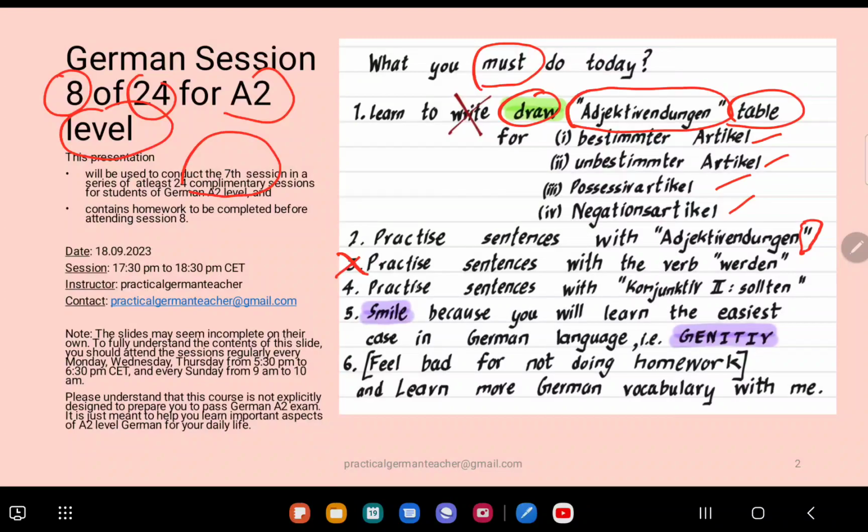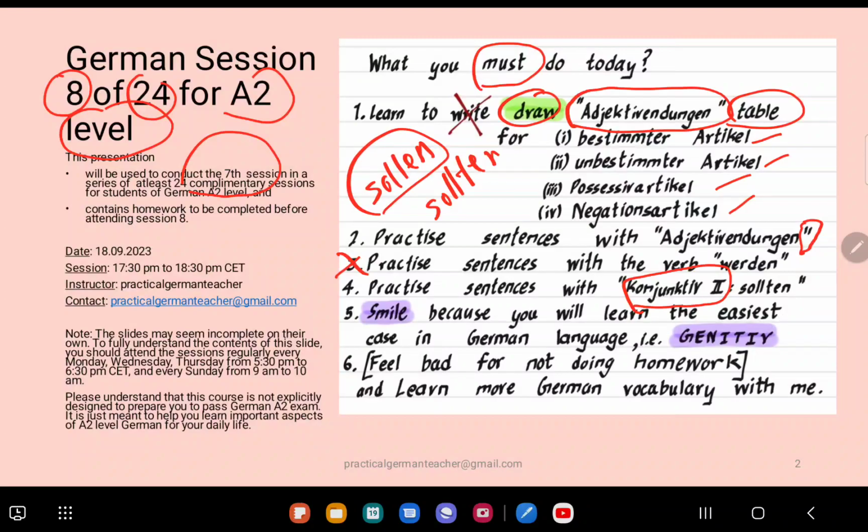Then the next one is we will practice sentences with Conjunctive 2 of sollen, that is Sollten. So you know Sollten. What is Conjunctive 2? You don't need to know right now, just know that Conjunctive 2 of sollen is Sollten.